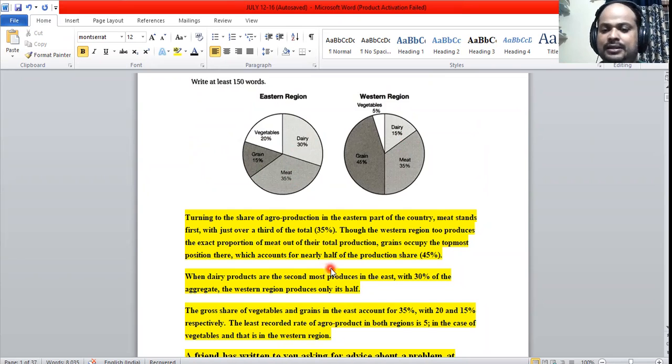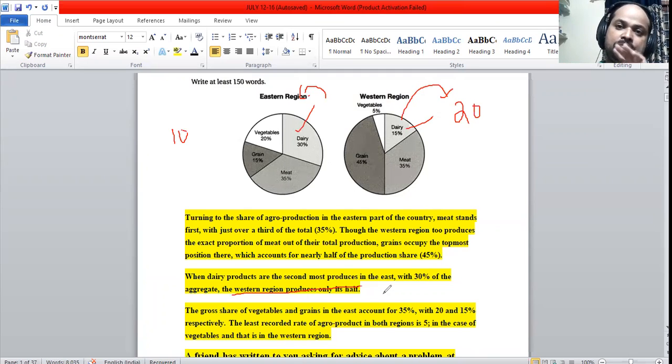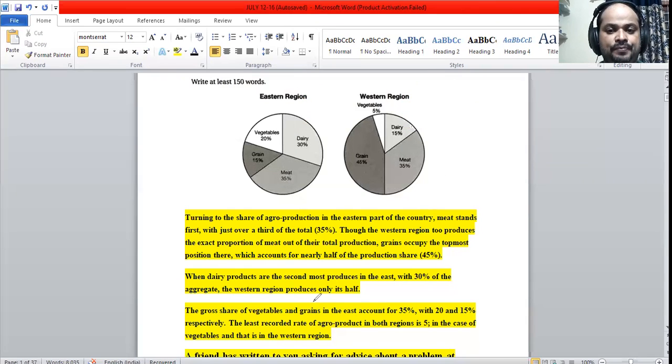I don't see that is a rational comparison here, because if I produce dairy products of 10 tons here, they might have produced 20 tons. It may be according to the total. So this is 30% of the total in this region, and this is 15% of the total in this region. So I cannot say Western region produces only its half. So this is one particular problem here. So how can we solve this particular problem? So this is a major question here.